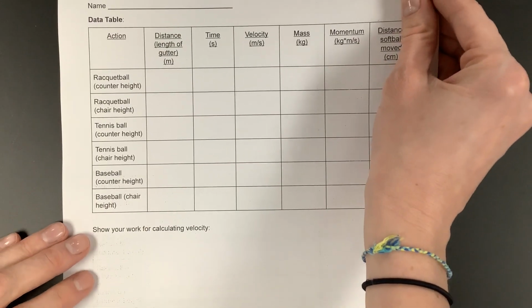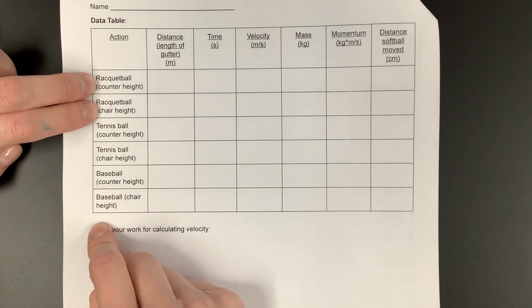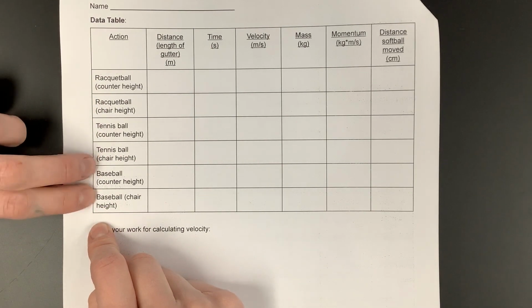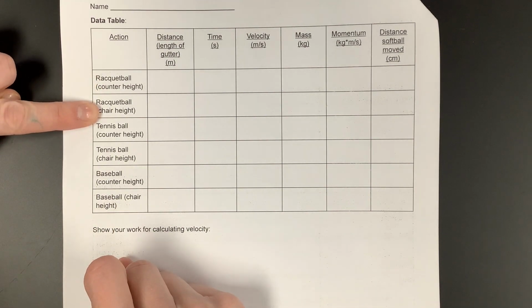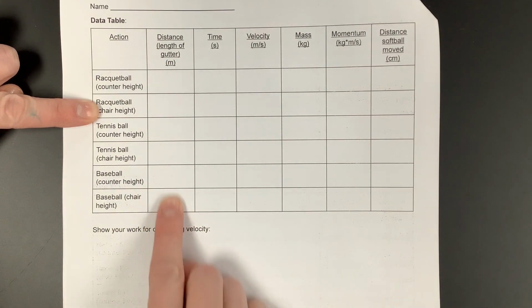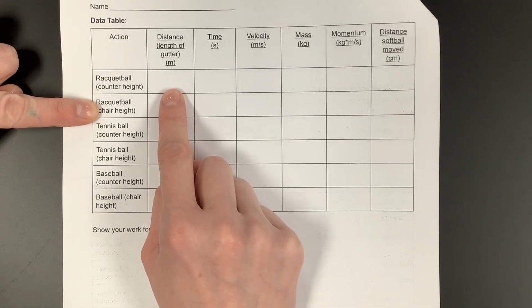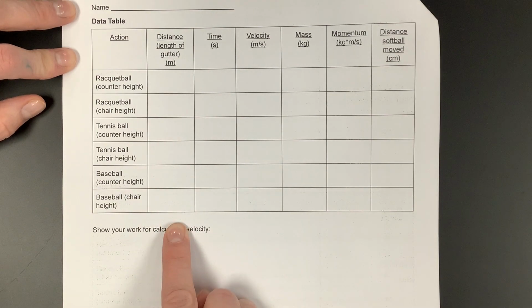Notice your data table. You're doing 6 trials. The racquetball, which for us is actually that mini wiffle ball, and then the tennis ball, the baseball, and each one of these you're doing from a steeper ramp from counter height and a shallower ramp from chair height. You'll be measuring the distance, the length of the gutter, that's the distance that each one of these travels. Once you measure this once, the ramp isn't going to change, the length isn't going to change. This is going to be the same for all of them.